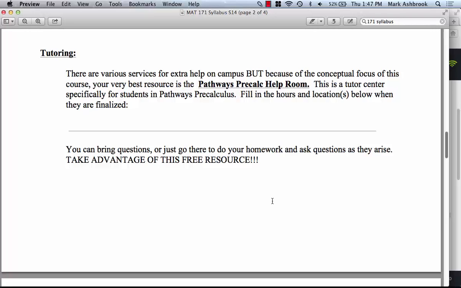Okay, so we're still finalizing the location and hours of this, and as soon as that gets up and running, I'll be reminding you about that often. So again, the best way to get help is myself and Megan. Then the next best place is going to be this help room, and in the past it's been open something like 30 or 40 hours a week. So this is your best resource. If you go anywhere else, it's going to be a distant third in terms of the help they'll be able to give you because of the nature of this curriculum.